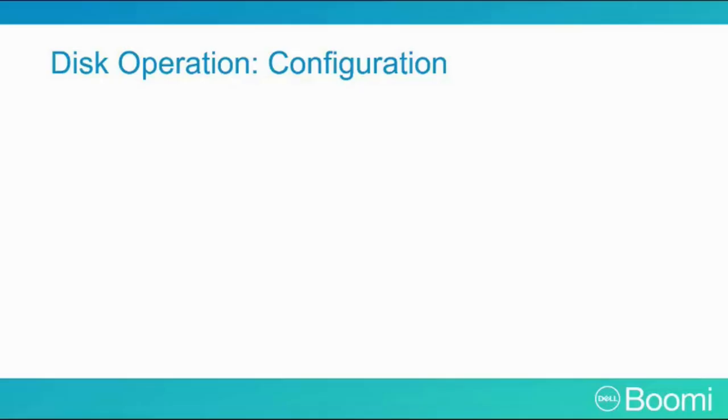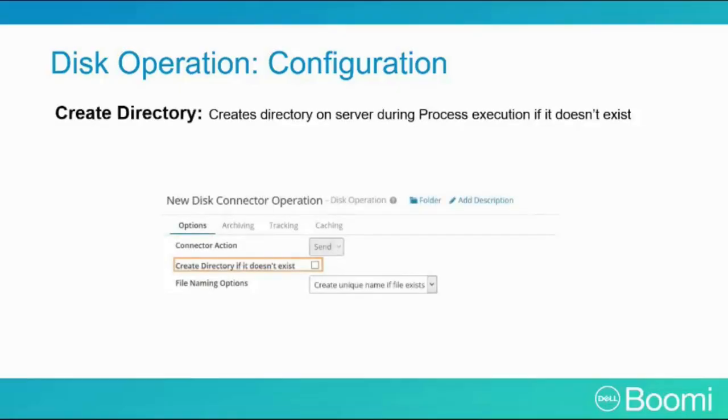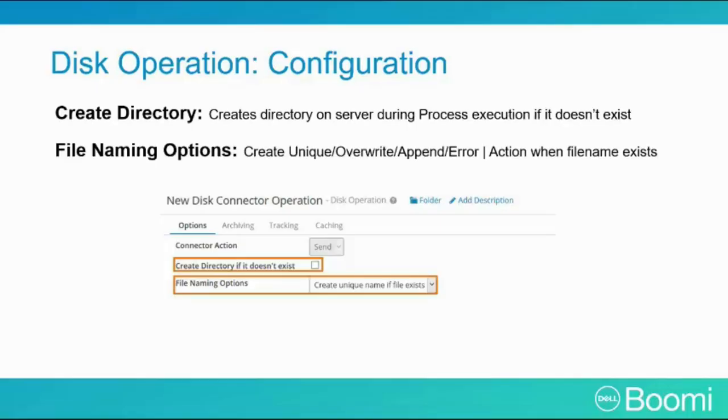You now understand your configuration options for your disk connection. So let's discuss your disk operation component options when configuring a write request. The first is create directory. This creates a directory on the server during the process execution if it doesn't exist. File naming options: if the file already exists, what do you want to do? Do you want to create a unique file, which will append a 1 or 2 at the end of it? Do you want to override it? Do you want to append to it? Do you want to error? What action do you want to complete?